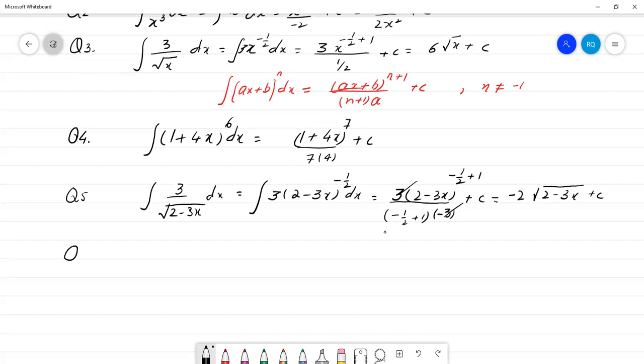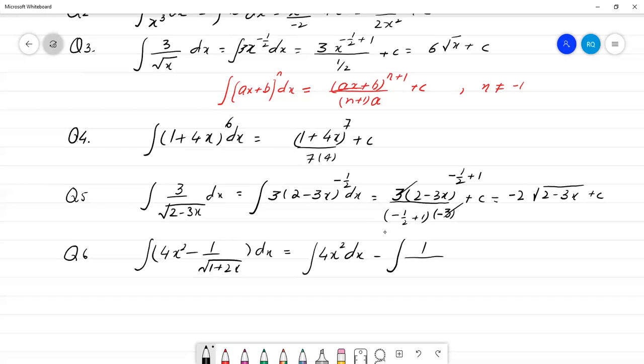If you have more than 2 terms and all the terms have those expressions, so you have to apply the whole integral, just like this one, 4x squared minus 1 over under root 1 plus 2x dx. If in an integral you have 2 or more than 2 terms and the whole power is 1, then you have to apply the integral rule on each separate term. So I have to find this one, integral of 4x squared into dx and minus integral of 1 over under root 1 plus 2x into dx.